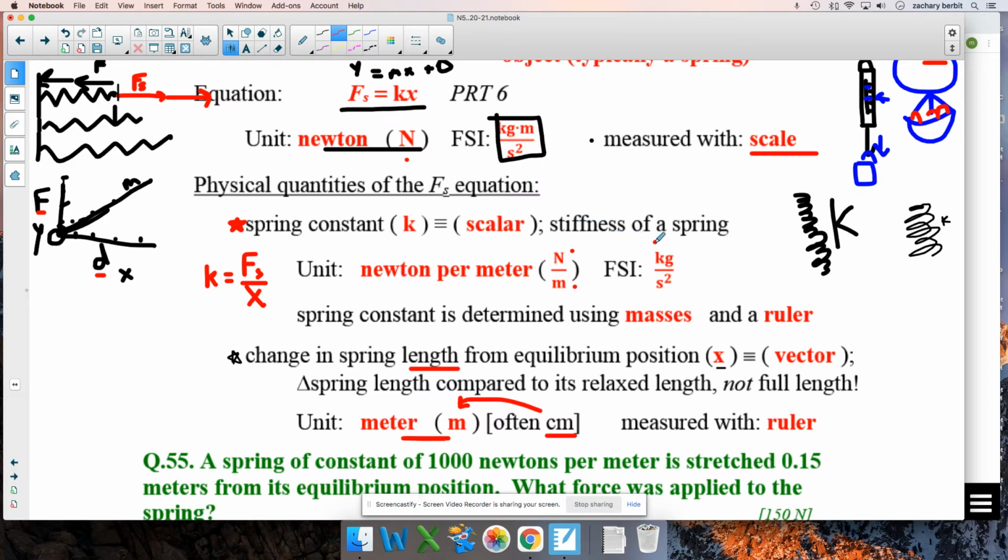In fundamental SI, that's actually kilogram per second squared. I'll give you a little miniature extra credit. Show how Newton per meter is kilogram per second squared. A little baby extra credit.